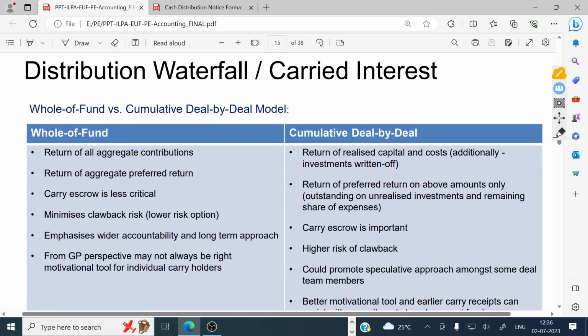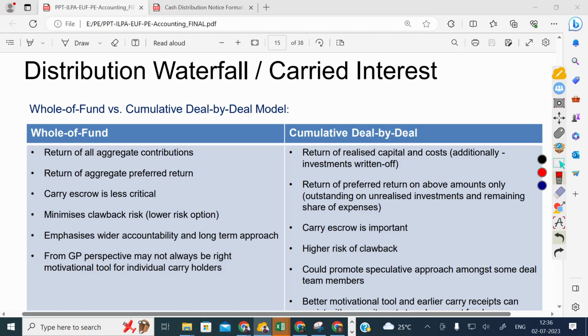Distribution and waterfall carried interest. Okay, cumulative return of realized capital and cost, additionally investment return. Whole deal model: return of all aggregated contributions, return of all aggregated preferred return. See this, here we have a discussion. We have already discussed it. In the whole deal model, carry escrow is less critical, minimize clawback risk, lower risk. We'll see that clawback and all in private equity, how it works. Then wider accountability and long-term approach. And from the GP perspective, it may not always be the right motivational tool for individual carry holders.